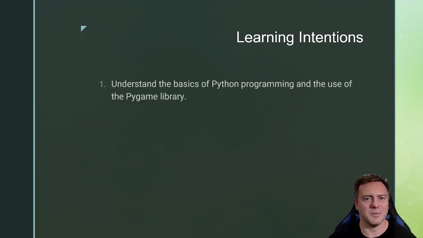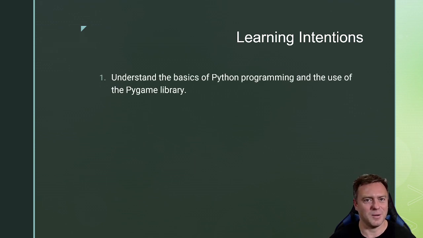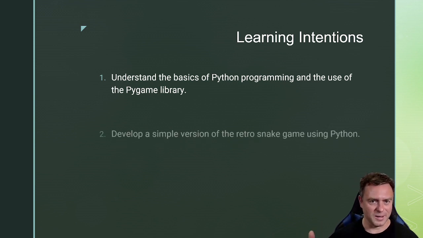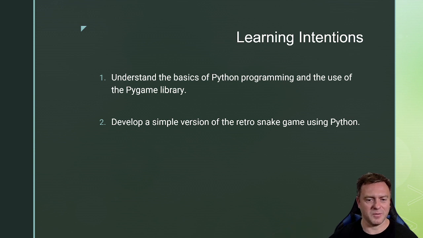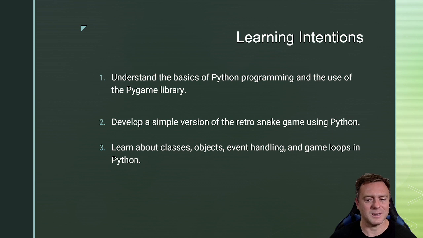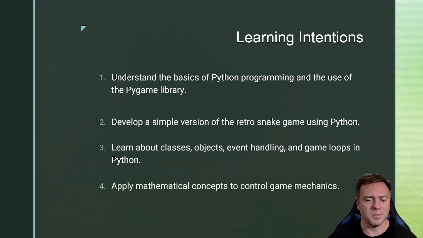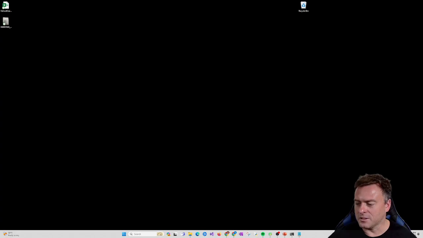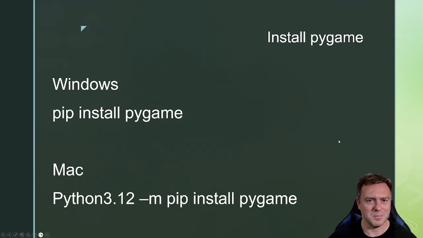So the learning intentions that we have today is understanding the basics of Python programming and the use of the Pygame library. You're not expected to understand every single piece. So you're basically expected to follow the tutorial and then look at the things that you can modify. We then want to develop a simplified version of the retro game using Python and then learn about classes, objects, event handling, and also how the game loop works in Python. So we're going to unpackage all of that in this. We're then going to apply some mathematical concepts to make the gaming mechanics work behind the scenes. And yeah, it's a pretty cool little tutorial in my opinion.